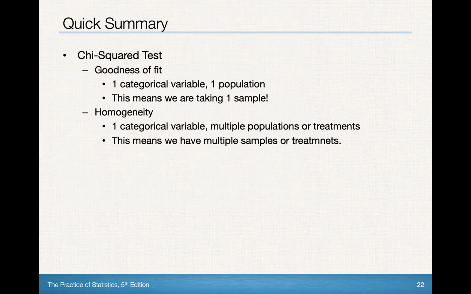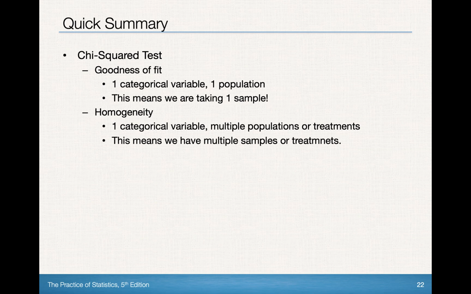Okay, so a quick summary. We added a second chi-squared test. The first one is the goodness of fit, and it was 1 categorical variable and 1 population, meaning that we're only taking 1 sample. And the example that we did was the distribution of colors of M&Ms. So the variable was color and the population was M&Ms.